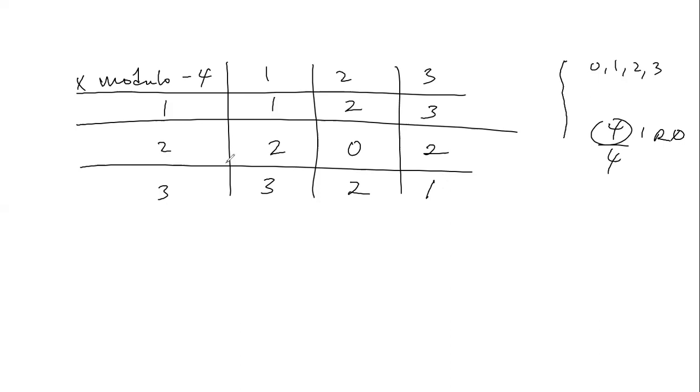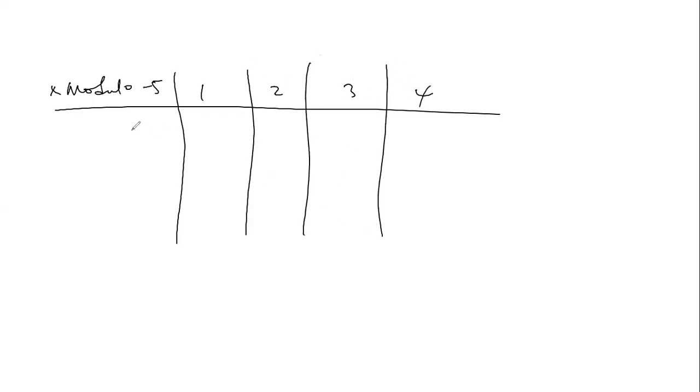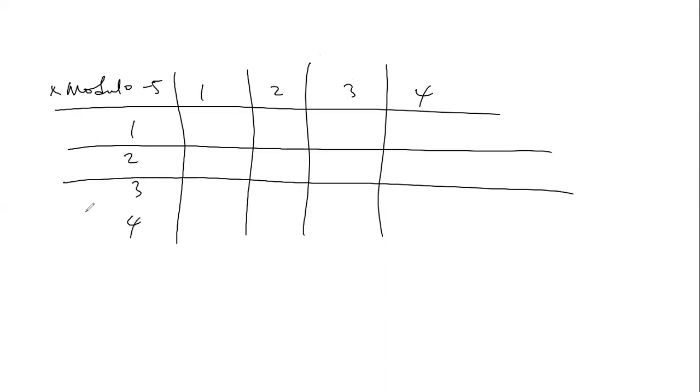So when we perform modulo 4 multiplication, this is what we get. We're going to do the last one before we jump back to the business of the day. So let's do modulo 5 multiplication. That's 1, 2, 3, 4. So 1, 2, 3, 4. Recall that in this field we have 0, 1, 2, 3, 4. So that's what we have.